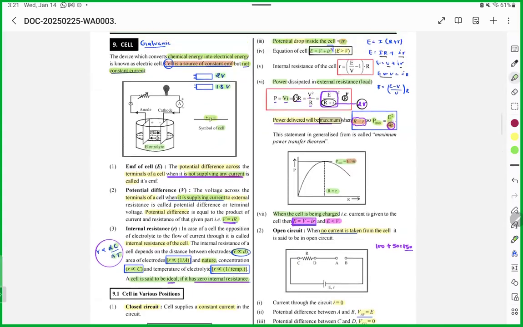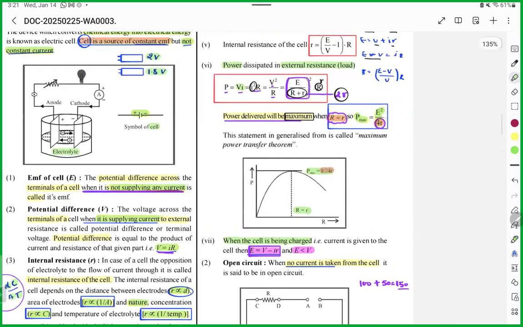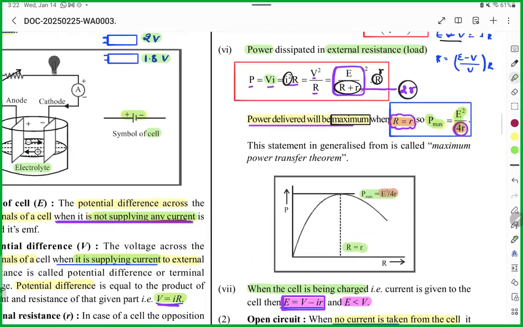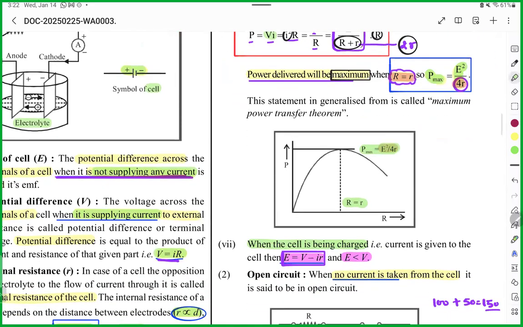Closed circuit, done. Power dissipated is maximum. So what is the maximum dissipated power value? E square by 4R, when R is equal to small r. If the battery is charged, it means you are adding more potential. Correct? If the battery is charged, then you are adding more potential. It will be equal to this, during charging. If discharging, the normal formula we used.